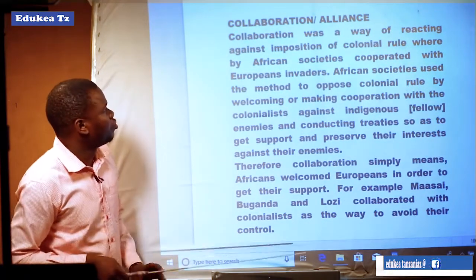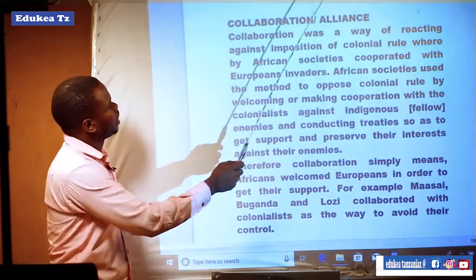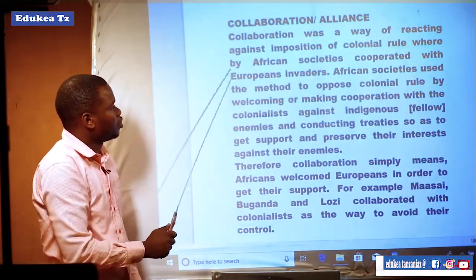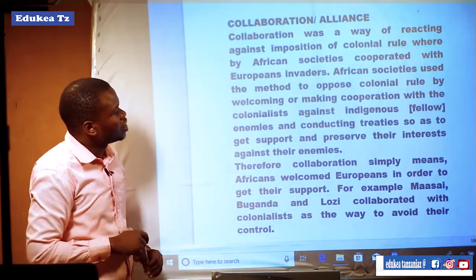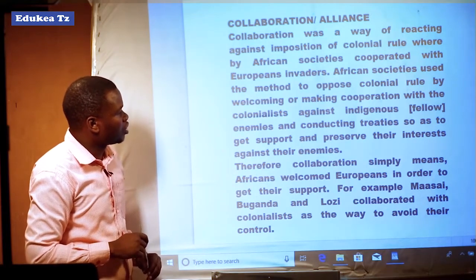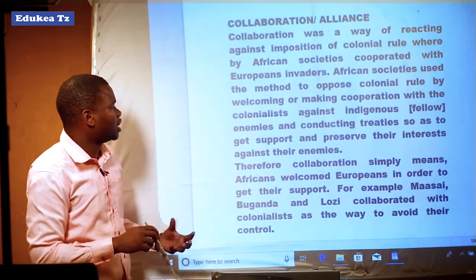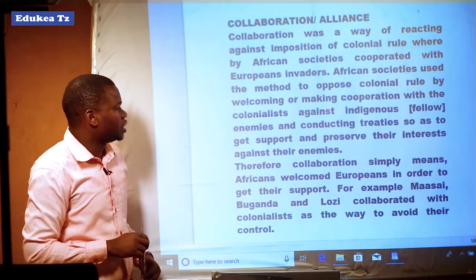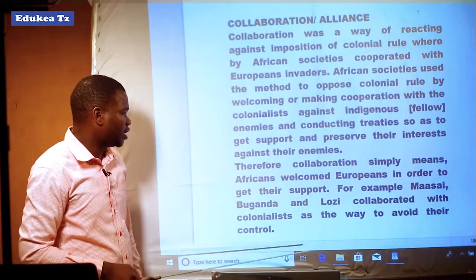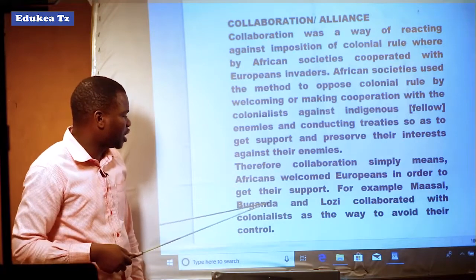So another form is collaboration or alliance. Collaboration was a way of reacting against the imposition of colonial rule, whereby African societies cooperated with European invaders. African societies used the method of welcoming or cooperating with the colonialists against their fellow enemies, and conducting treaties so as to get support and preserve their interests against their enemies. Therefore, collaboration simply means Africans welcomed the Europeans in order to get their support.